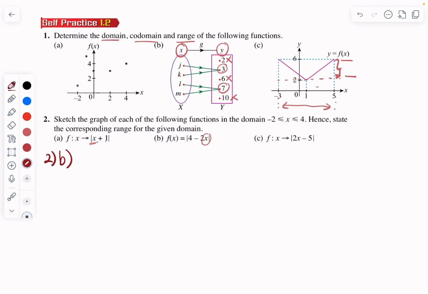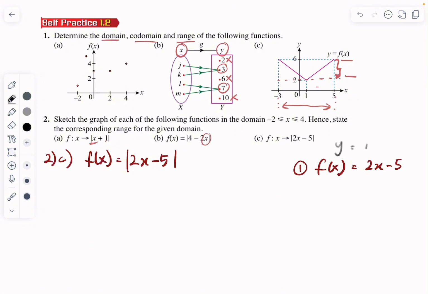Right, last one, 2c. Fx equals to 2x minus 5. So for this one, same thing. First step, we draw fx is 2x minus 5 first without the modulus. So y equals to mx plus c. At this point, you're already a pro. So c, this one you have to be a bit careful. C is negative 5. The whole thing is c.